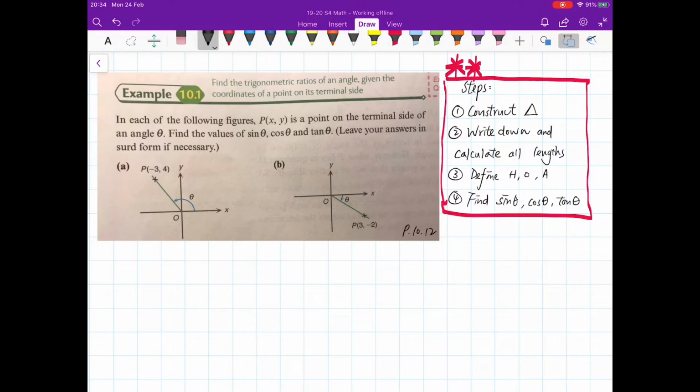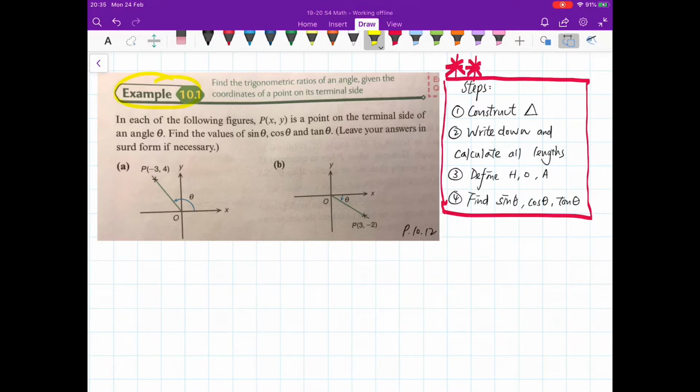First, we have to construct a triangle in the coordinate plane, and then we have to write down and calculate all the lengths. Afterwards, please define H, O, and A. And finally, we can calculate sine theta, cosine theta, and tangent theta.